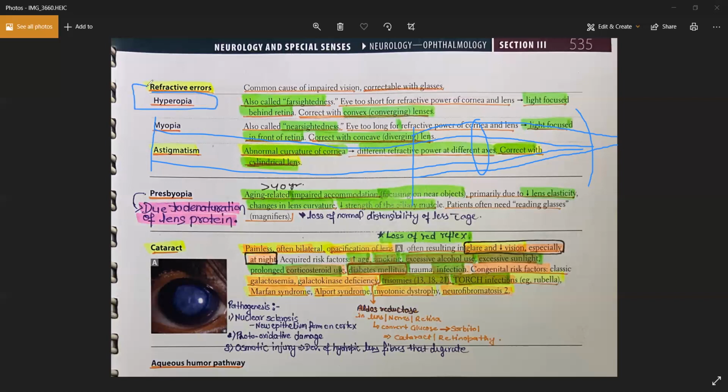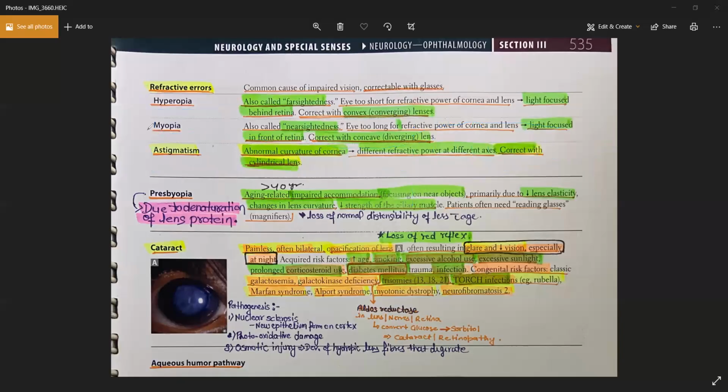And how can you correct this condition? By giving the patient a convex lens, a converging lens. Those lenses which can converge the light, you need to give the patient. These will converge the light for my lens, and that's how we'll treat this condition.